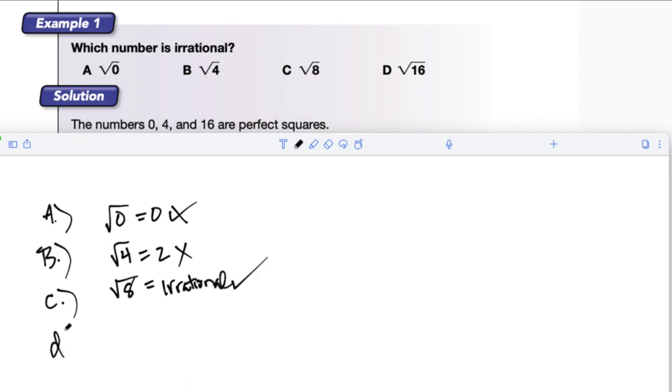Let's see if D plays out with our understanding. The square root of 16, is that irrational? No. 4 times 4 is 16, and therefore the square root of 16 is rational. So I'm putting X's next to the rational numbers, and I'm putting a check next to that irrational one, because the square root of 8, in a sense, is not a thing. 8's not a perfect square.